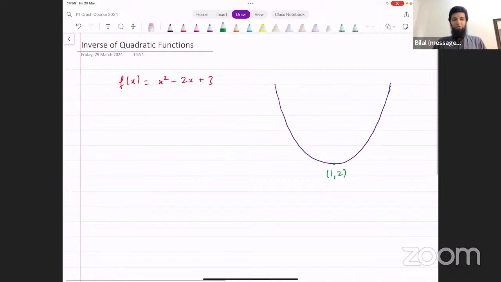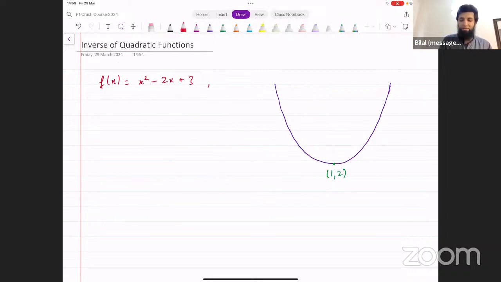Now, if you were to break this function down, for instance, you could have a domain like this. Let's say the domain of the function is x less than 0. Now, if that was the domain of the function, what part of this function would be valid?